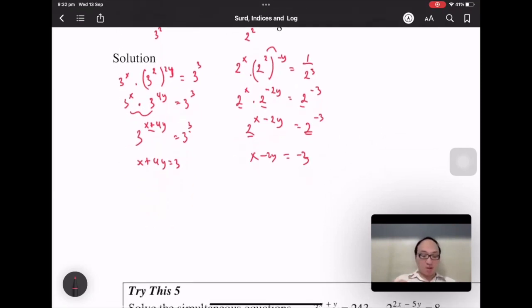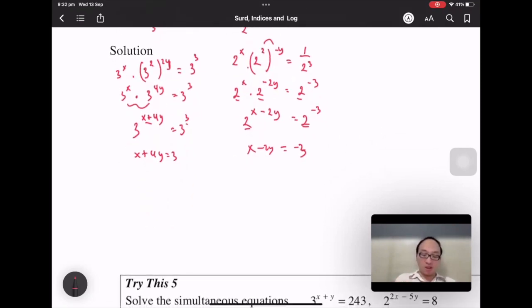Now we can do the simultaneous equation. I can do the elimination in here. So I can subtract, so I can cancel the x. And 4 minus negative 2y is 6y. 3 minus negative 3 is 6. So y equals 1.